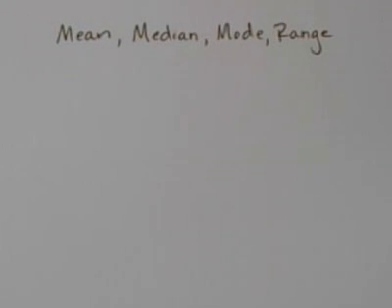So for mean, I want the students to think that mean old math teacher wants to give me an average. For median, they want to think middle. For mode, they want to think most often. And for range, we think of a mountain range that has highs and lows. So we're going to take the high minus the low.